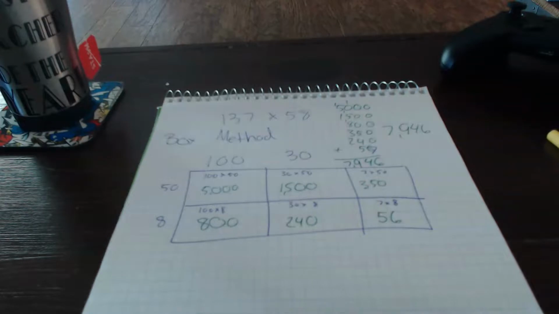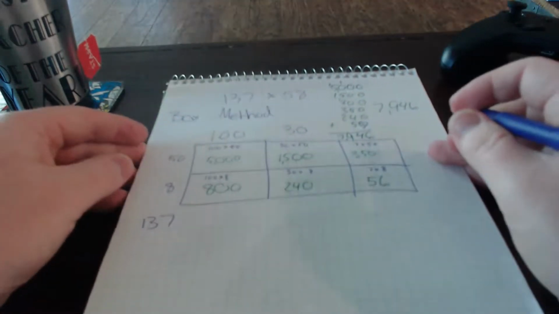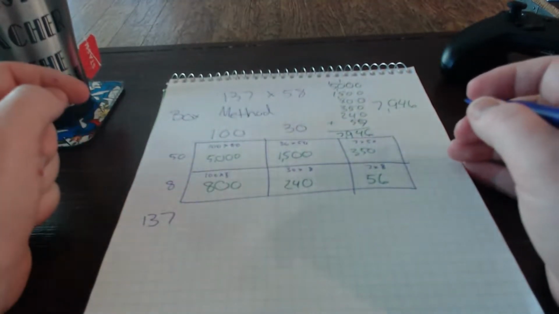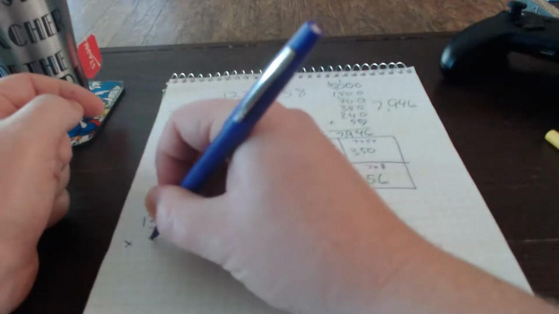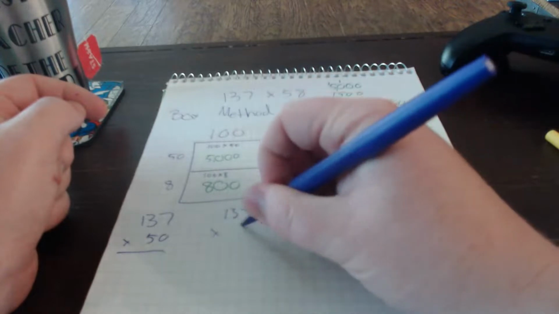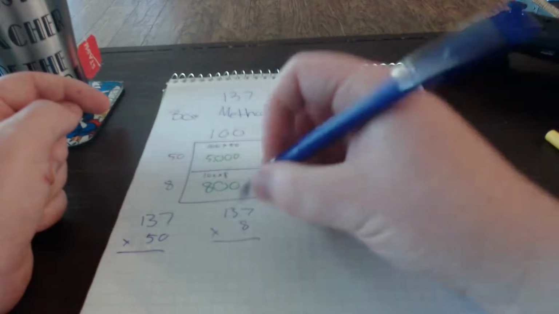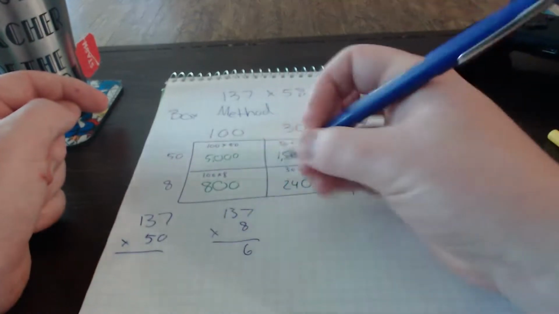Okay, so I am actually going to also show how the partial product can get us to the same thing while the box method is right here too. I said I was just going to do box and standard, but let's do both. So if I have 137, let's bring this up a little bit. 137, and I'm going to multiply it by 50, and then 137 times 8. Let me show you something here. So first of all, 7 times 8 is 56.